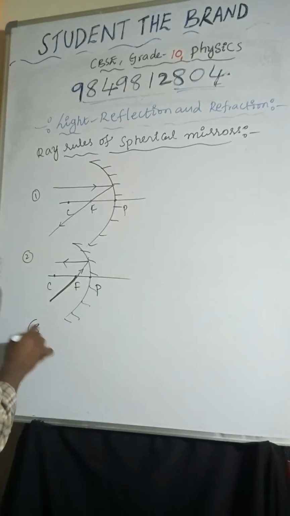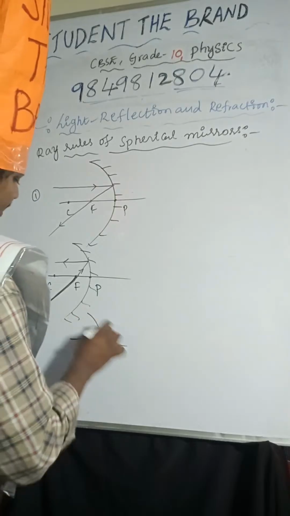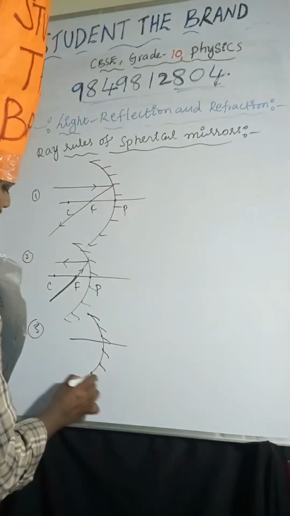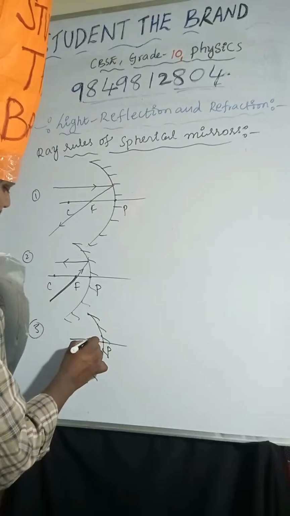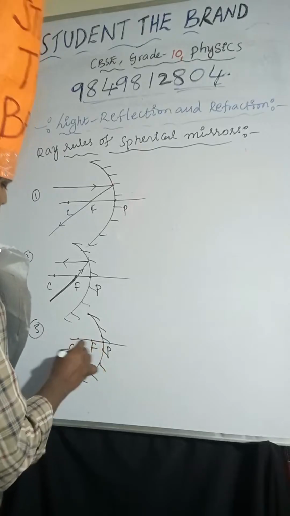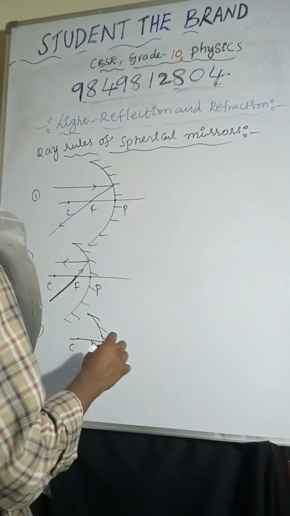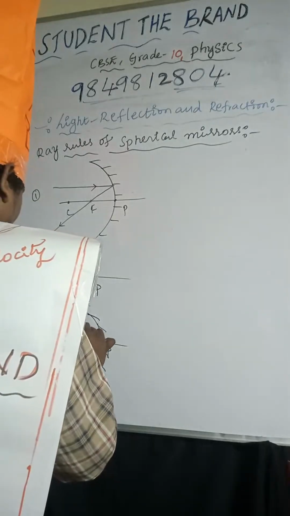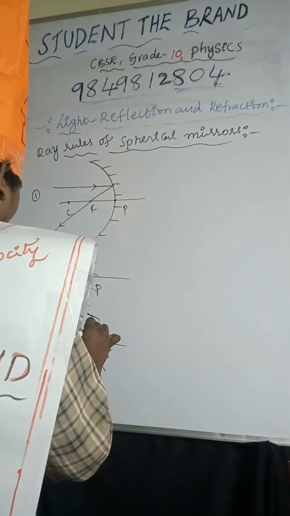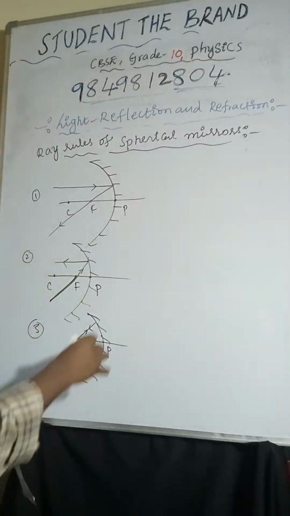Coming to the third one, here I am taking the pole, focus and center of curvature. If the light ray is passing through the center of curvature, after reflection it retraces its original path.